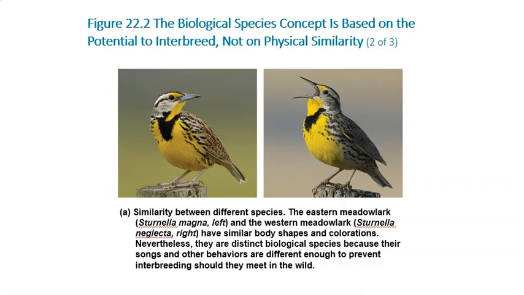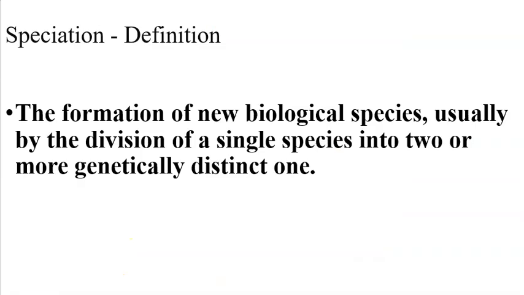Now, if I showed you these 2 birds, you probably would think they are the same species. But they're not. They're actually different species. They have distinctly different songs and other behaviors, okay? So a species is when you can mate and produce viable, fertile offspring that can also mate and reproduce.